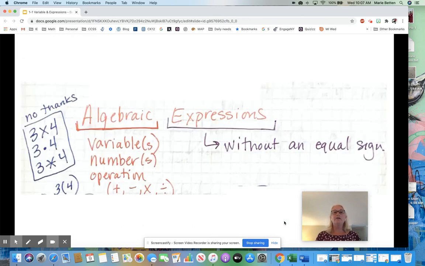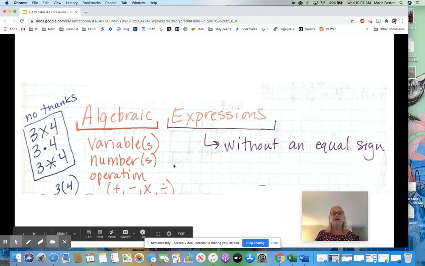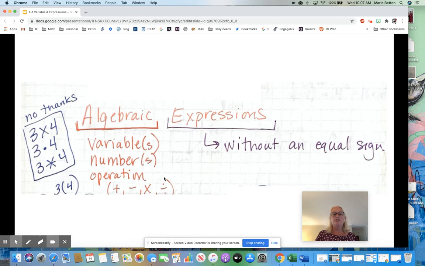Now we're going to talk about algebraic expressions. Algebraic means you'll have a combination of variables, numbers, and operations. When I talk about operations, I'm talking about adding, subtracting, multiplying, or dividing.